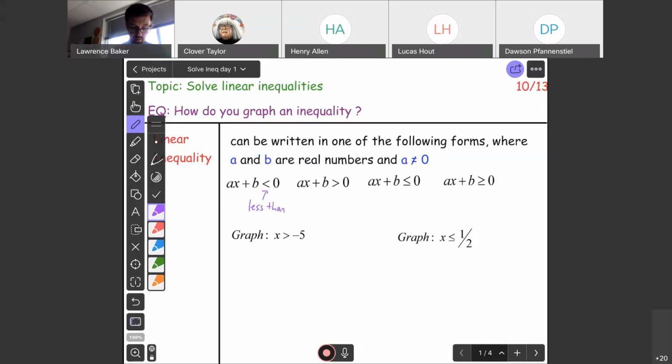So just the reading side of it: that says ax plus b is less than 0. The next one says ax plus b is greater than 0. The next one says that ax plus b is less than or equal to 0. And the last one says that ax plus b is greater than or equal to 0.